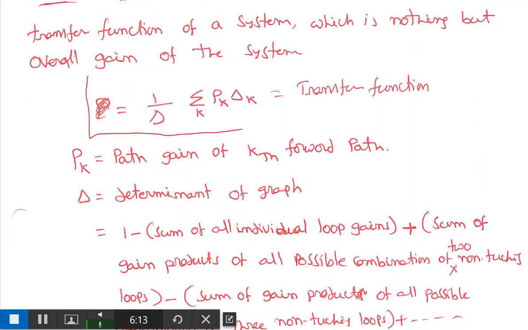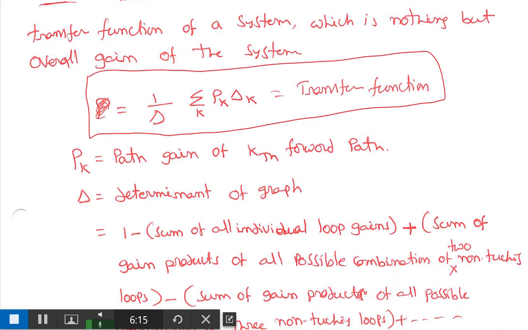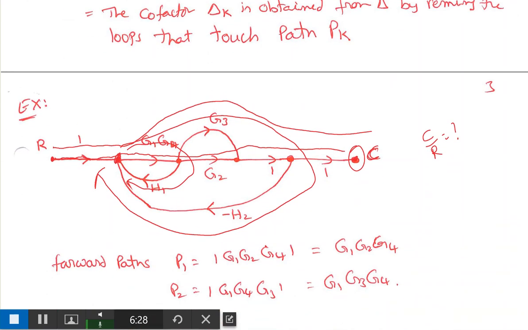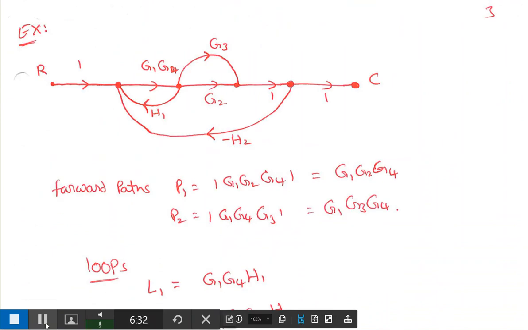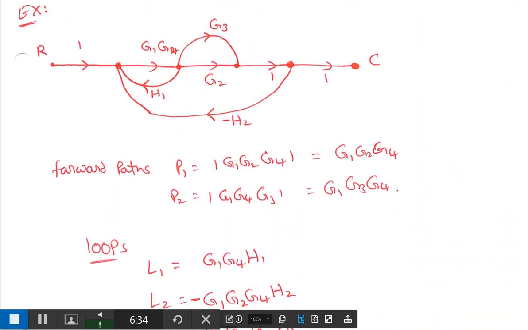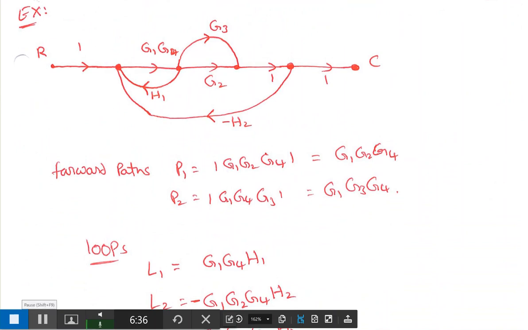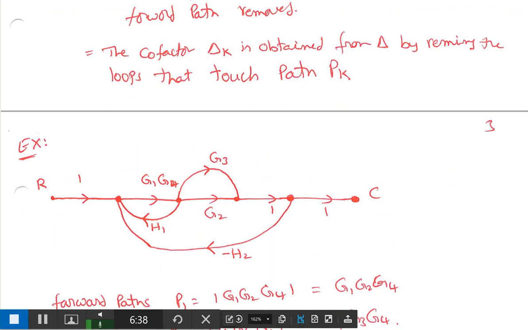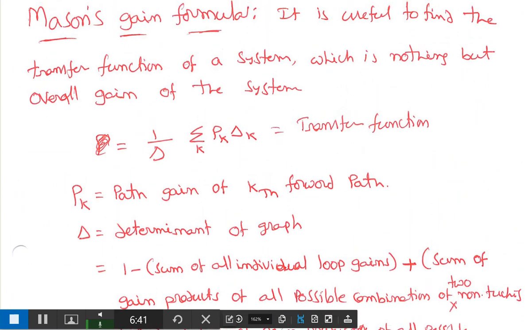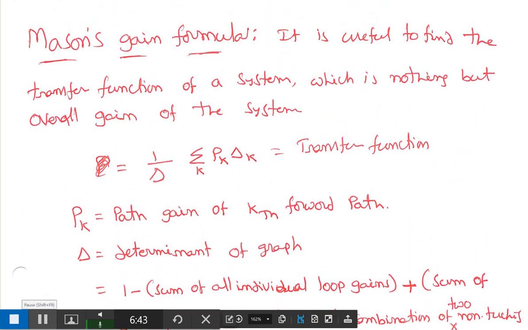The important thing is you need to remember this formula. Transfer function equals 1 over delta times the sum of P_k and delta_k, where k indicates the number of paths. So I will start with this example. Here is the first example. In this example, first find the forward paths. We're going to use Mason's gain formula to find the transfer function.